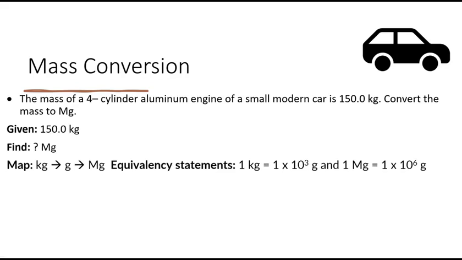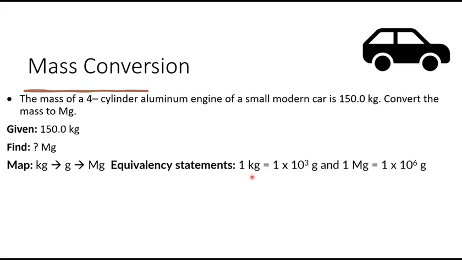Let's make our map. We want to convert between a prefix to another prefix. That usually means 2 conversion factors, and we need to go through the base. We know that the base, based on the second symbol, is a mass unit. So we're going to go from kilograms to grams, and then from grams to megagrams. We need 2 relationships, or 2 equivalency statements.